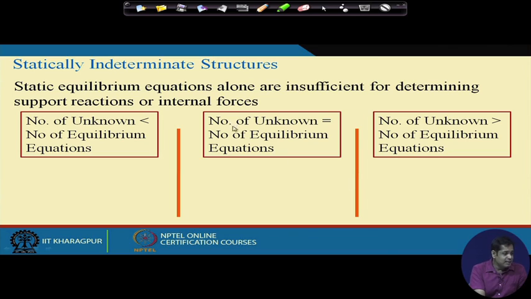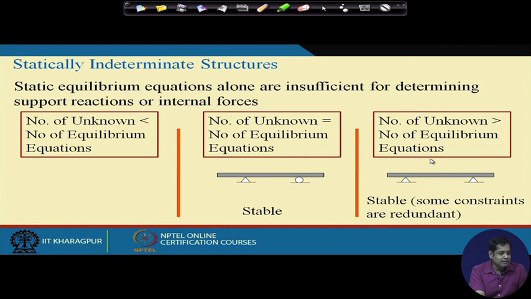The first case is the number of unknowns is equal to the number of equilibrium equations. For instance, in this case, this is a simply supported beam, one hinge and another one roller. Two reactions here and one reaction here, total three reactions, and then the number of equations we can have is 3. So this structure is a stable structure. Now, why it is a stable structure, and what happens when the structure is unstable, we'll show you shortly.